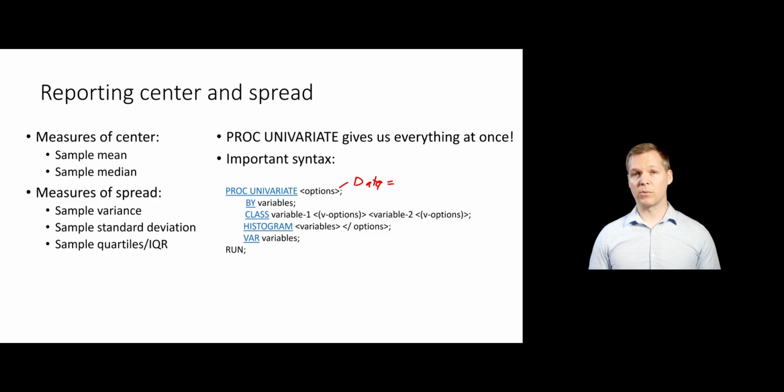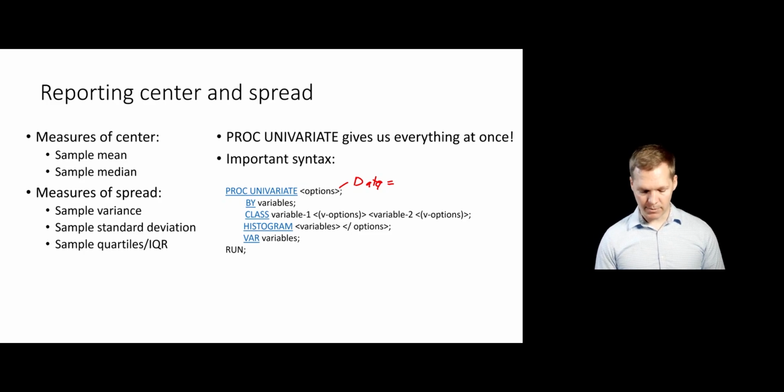There's a class statement that we'll look at that we could use in lieu of by to do some different summaries by different subgroups. And then there's a histogram statement that's commonly used here that will produce a nice histogram. We'll use proc sgplot instead of proc univariate to do that though.